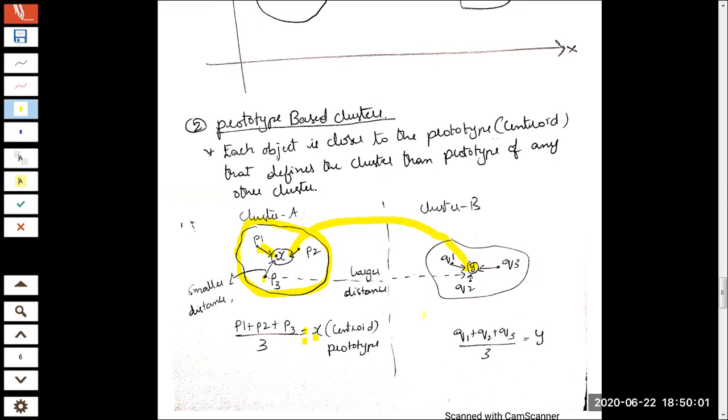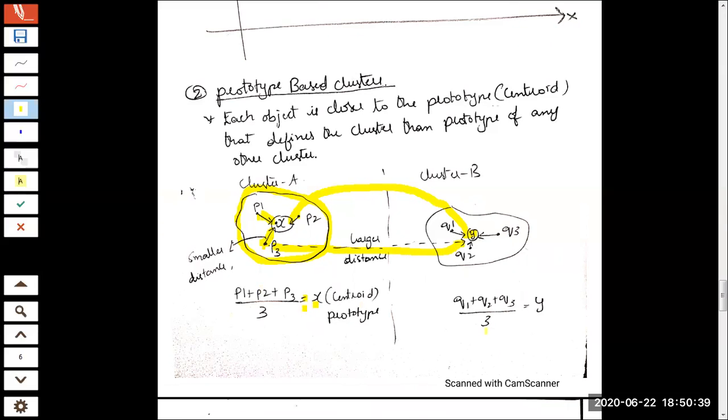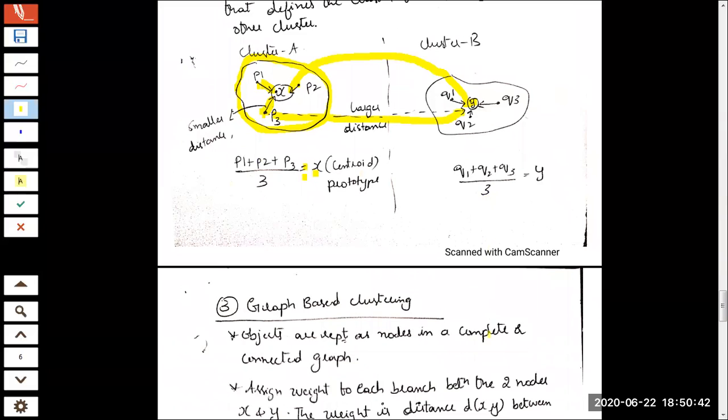So to summarize, in a prototype based cluster, a point within a cluster, for example, point P1 within cluster A, will have a shorter distance to the centroid within the cluster compared to a centroid that is there in a different cluster. So that is what you can see. It has been marked, for example, P3. You can see P3 has a shorter distance to X compared to Y, which is a centroid in a different cluster. So this was prototype based cluster.